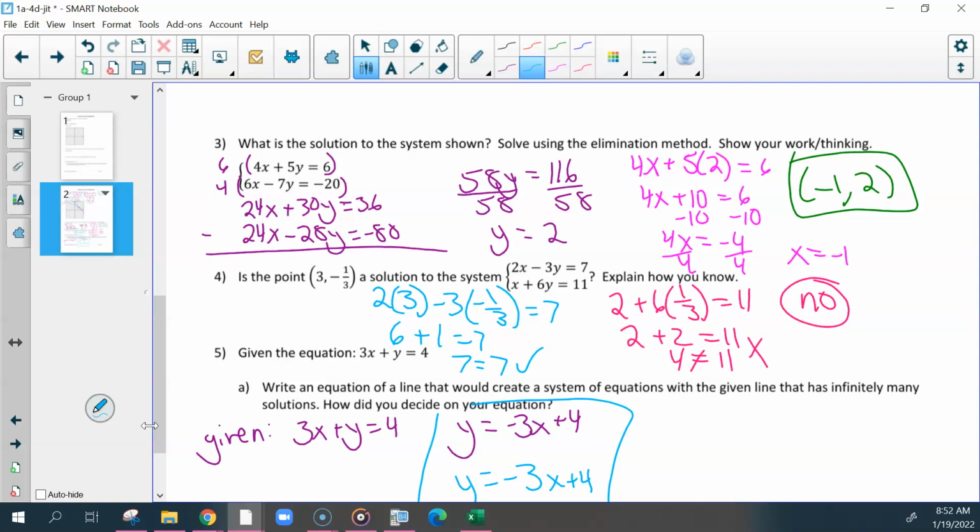So since I got 24, these were both positive, so I need to subtract. My x's would eliminate. And I get 58y and 116, divide both, and I get 2 for my y value. Then I could put that y value back into any of these equations. And I put it back into this original one, 4x plus 5y equals 6, to solve for x. So I solved for x, and then I found my ordered pair to be negative 1, 2.